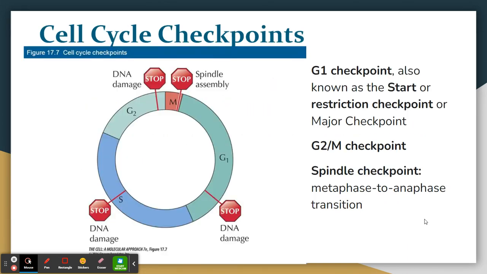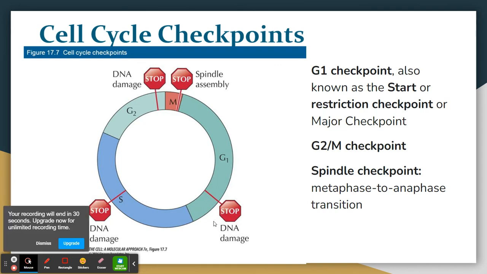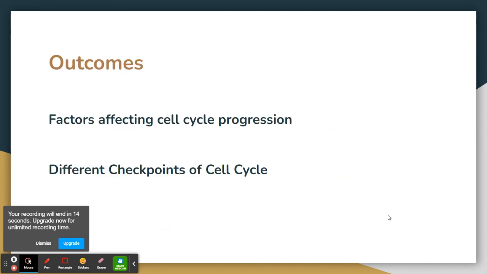So there are different checkpoints, and these checkpoints also check for DNA damage, so that if there is DNA damage, it will not allow the cell to pass through to the next stage. Out of these four, three are most important: the G1 checkpoint, or start or restriction point, the G2 to M checkpoint, and the spindle checkpoint, which checks the metaphase to anaphase transition.